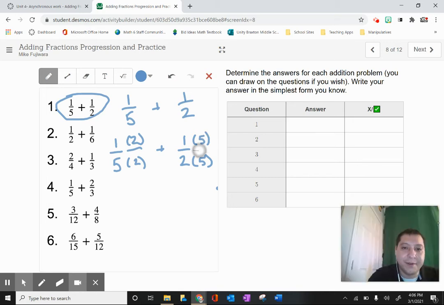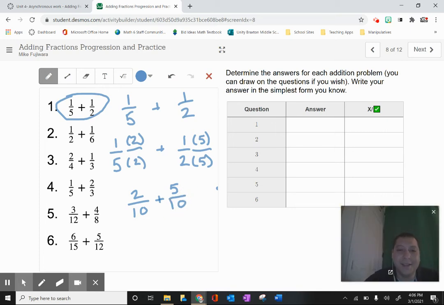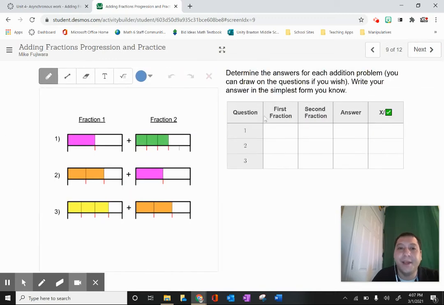You'll see why I'm doing this, because when I multiply these together, I get 1 times 2, 2, and 5 times 2, 10. 2/10, okay. And then 1 times 5, 5, and 2 times 5, 10. They are like denominators. Now I can add them, so I end up with 7/10. So sometimes you'll have to change both, and this is one strategy that you can use to come up with a common denominator. So try that with the other examples on this page.